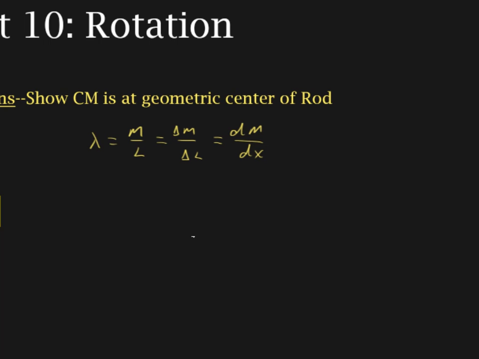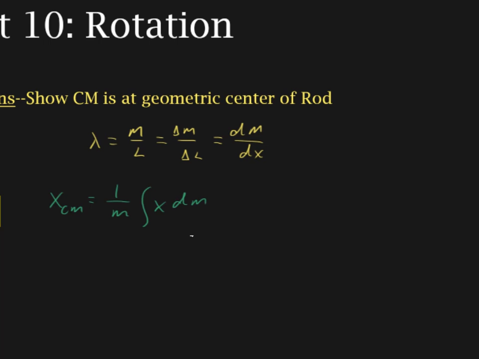Now, the other thing that I want to talk to you about before we actually get into a problem is the various ways of representing center of mass mathematically. You'll find in your textbook and on the AP equation sheet that center of mass is often listed as x_cm equal to 1 over m times the integral of x dm.